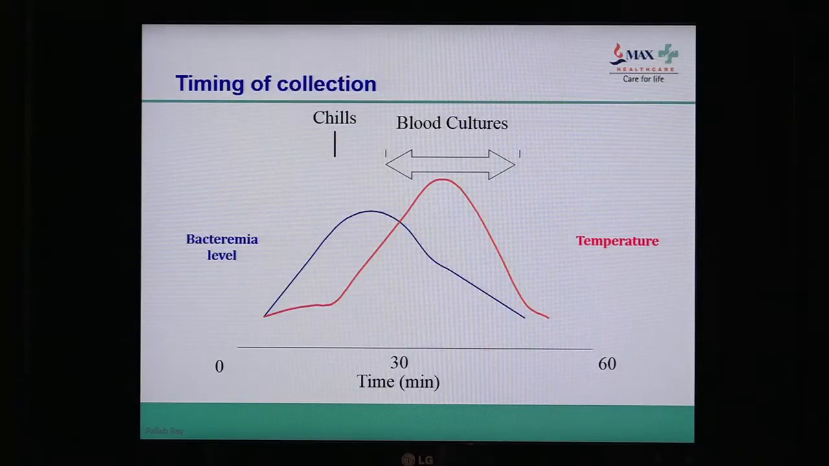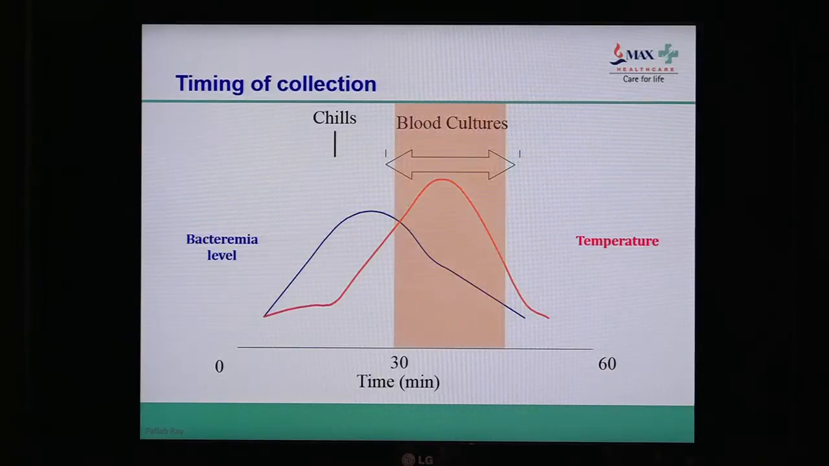We have already published one paired blood culture study, and a second publication is coming, with data from around 35,000 paired blood cultures. The timing is important, but most of the time it is not followed. The peak bacteremia level is at the chills, so after chills you can collect the blood cultures, but timing is not properly followed.